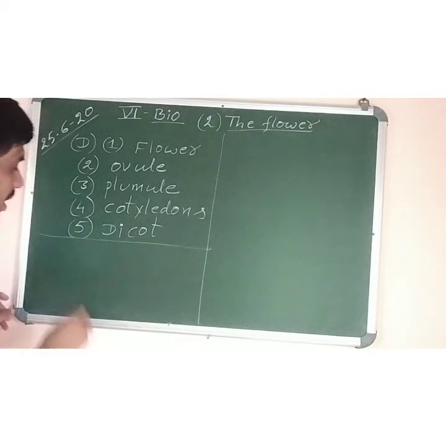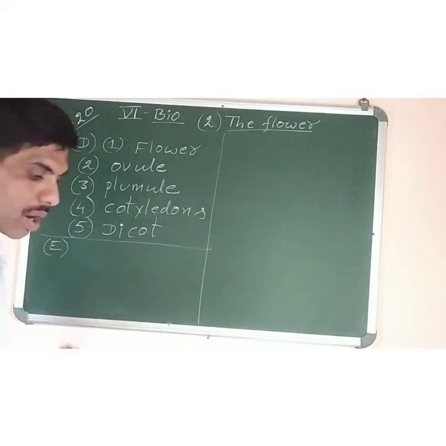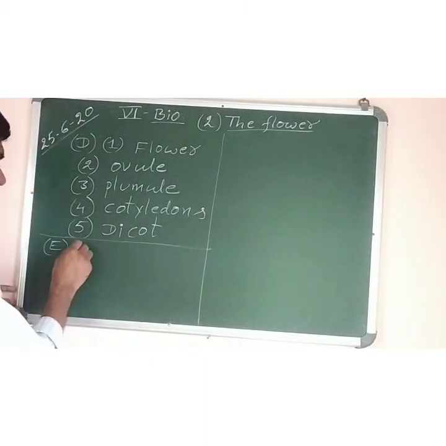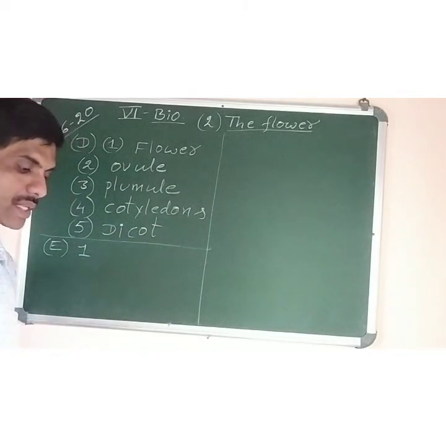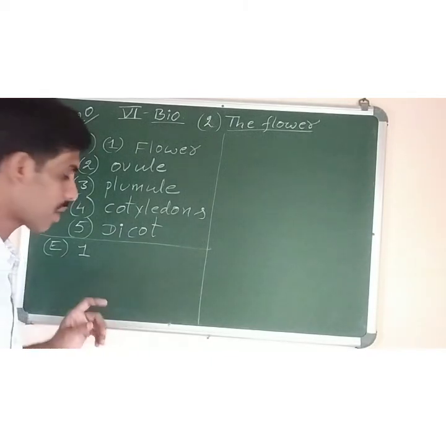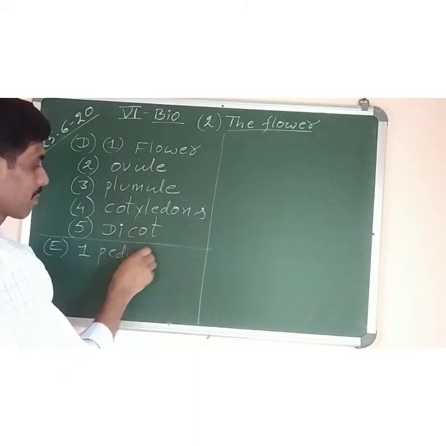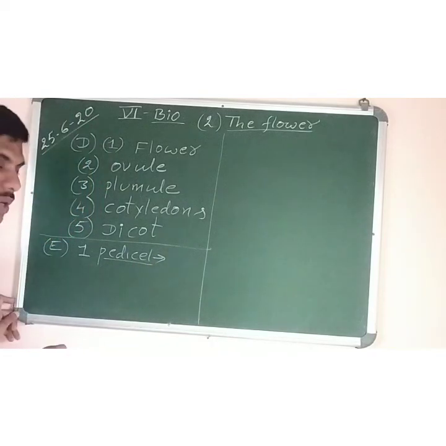Now next question number E. Question number E is given. Choose the odd one and give reasons for your choice. One example has also been done. Now question number 1: sepals, petals, pedicel, carpel. Out of these 4, the odd one is pedicel. Why? Because the rest are all parts or whorls of flowers.